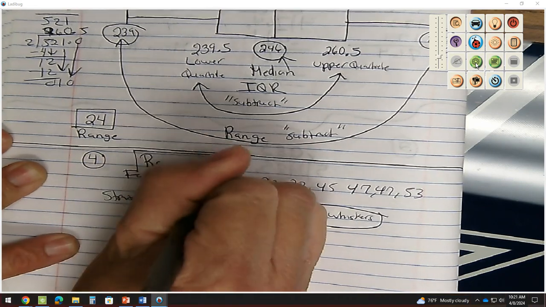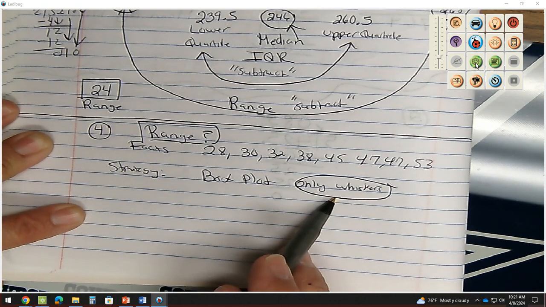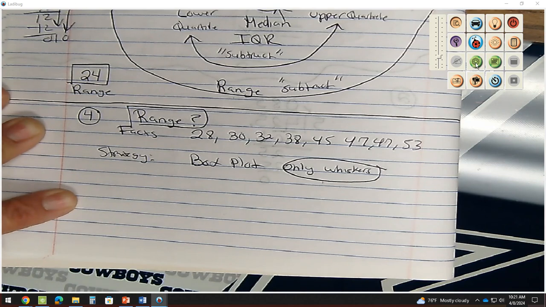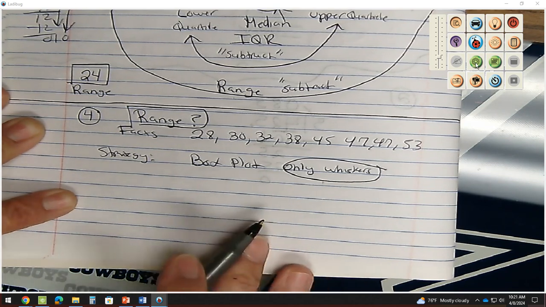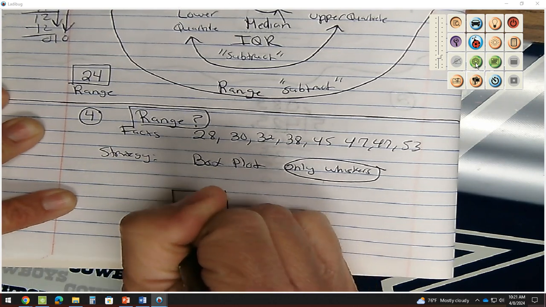When you see the word range, you will make the box plot, but we only focus on the whiskers. That means I don't have to go A, B, B, para nada, ¿para qué? I don't have to do that because I'm just focusing on the whiskers. So I'm going to draw my first line in the middle. I don't care about him. I'm going to draw the other one.